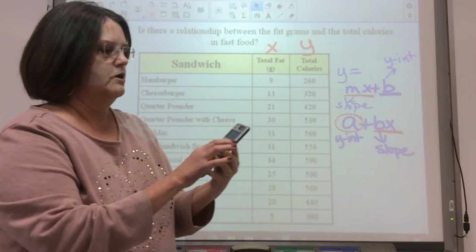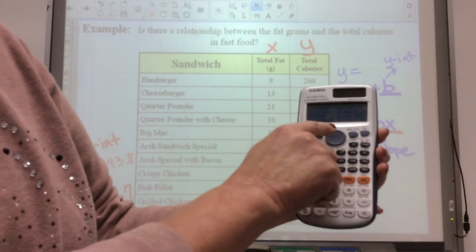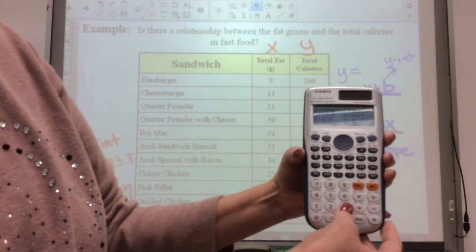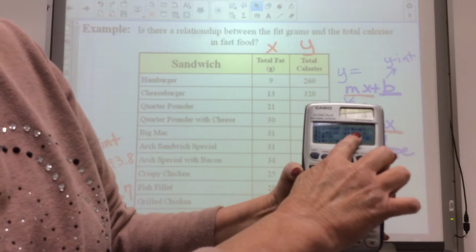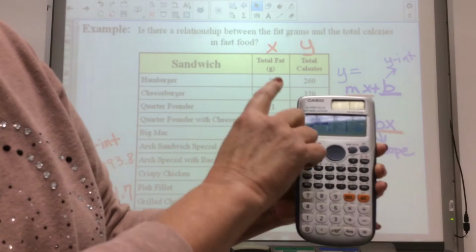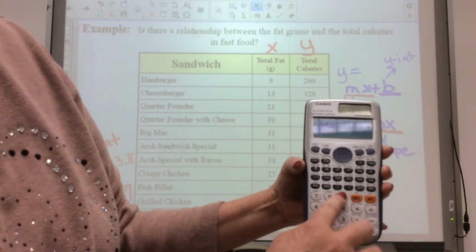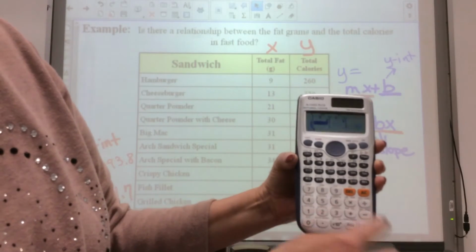So anyway, you're going to load this data. You're going to hit mode, and you're going to hit number 3, which says stat. And then you're going to hit number 2, which says a plus bx. And then you're going to load your data in. So this is my x. I'm going to go down through here and put my x's in. I've got 9, 13 is the next one.